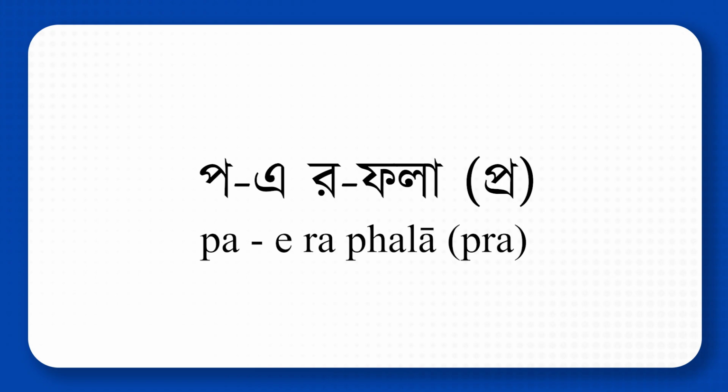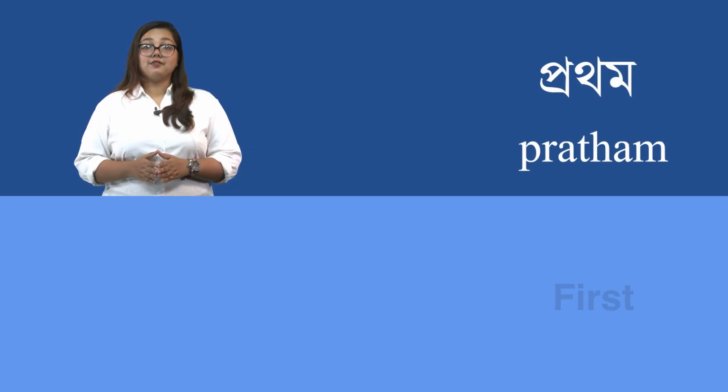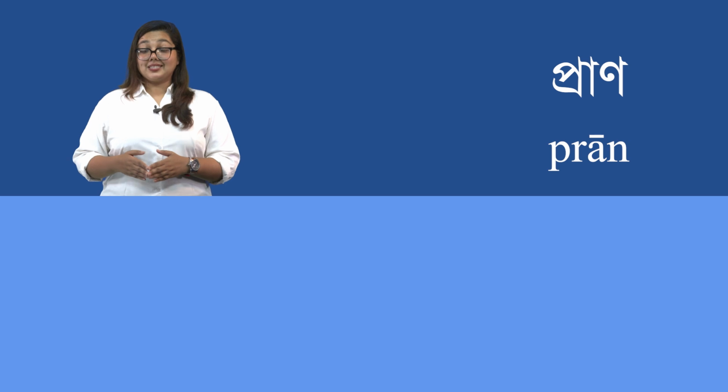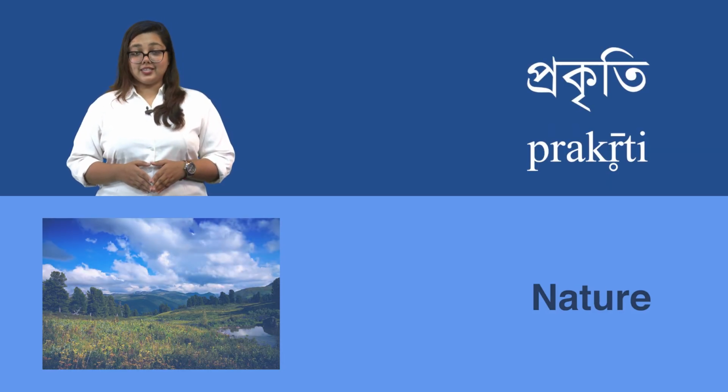As we already know, in জ-ফলা, অন্তঃস্থ জ changes its shape completely. Now, let's look at those clusters where র-ফলা is the second member. The first conjunct is প-এ-র-ফলা. We have words like prothom, which means first, pran, which means life, and prokriti, which means nature.